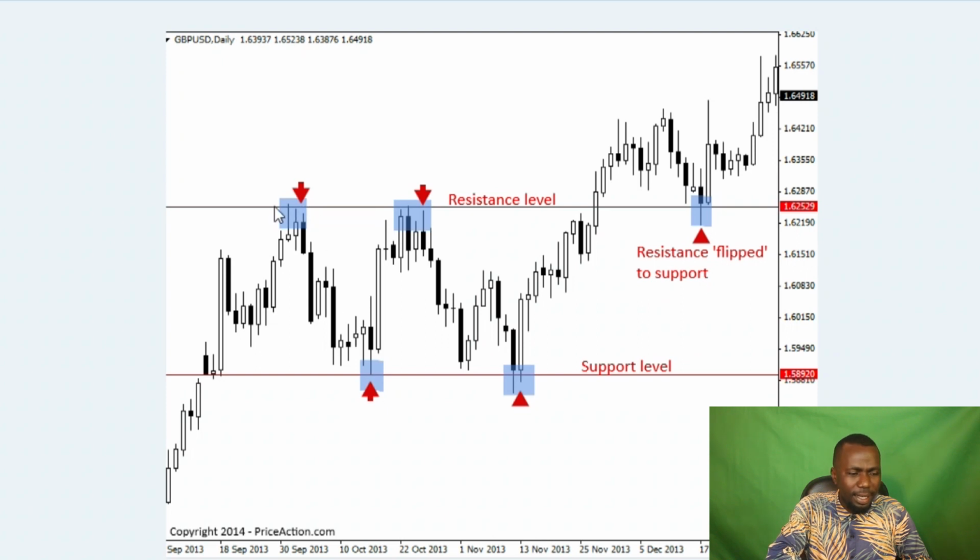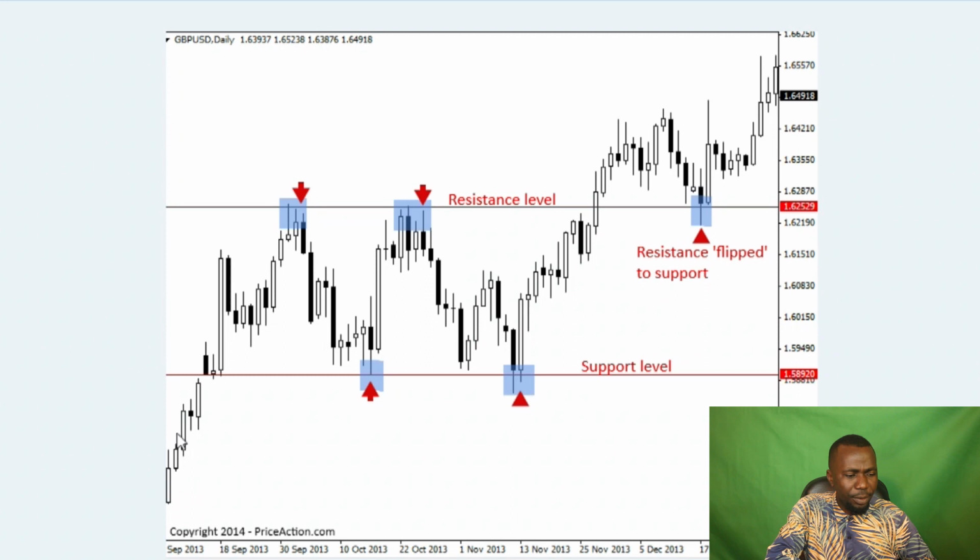So like I said, the point where price reverses becomes a resistance level if the price is heading up, right? That point where price reverses becomes a resistance level. And then if the price reverses and starts heading down, that place where the downtrend reverses becomes a support level.